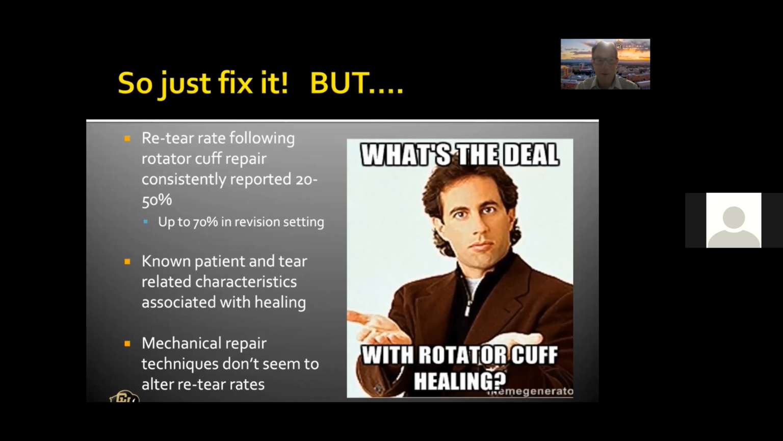So we know that it's common, so why not just fix it? Why don't we just repair all these tendon tears? Well, we know that the re-tear rate following rotator cuff repair is quite high. It's consistently reported anywhere between 20 and 50%, up to 70% in the revision setting. We know there are certain patient and tear characteristics associated with healing, and we know that mechanical repair techniques don't seem to alter the re-tear rates. So I think it's important when I'm talking about re-tear rate, what I'm likely talking about is lack of healing of the rotator cuff repair.